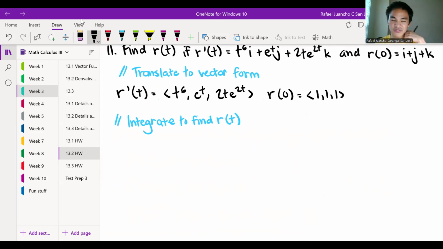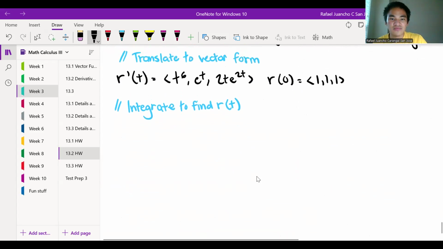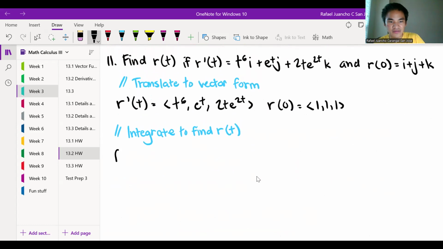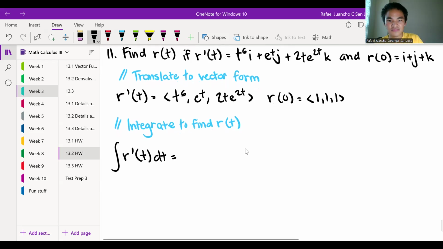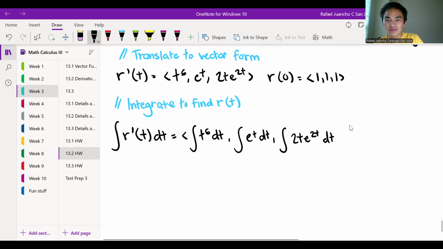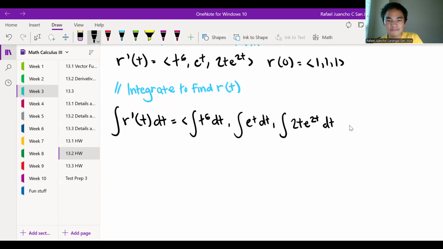Then after I'm done, usually I just check these notes. Okay, so we have the derivative. Integrating r prime of t is equal to, basically we integrate each of its components. t to the 6, e to the t, 2t e to the power of 2t dt. Okay, what else? That's it.